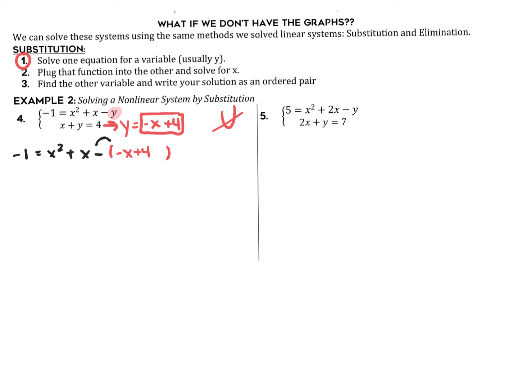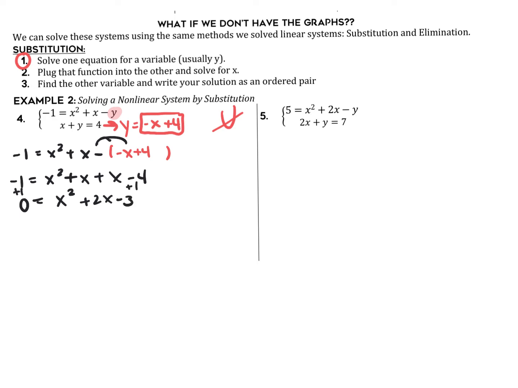Now I'm going to distribute: -1 equals x squared plus x minus 4, if I distribute that negative sign. And I'm going to get everything on the same side and combine like terms. So x squared plus 2x, if I add 1 on both sides, that's going to give me -3. And now I have a quadratic.